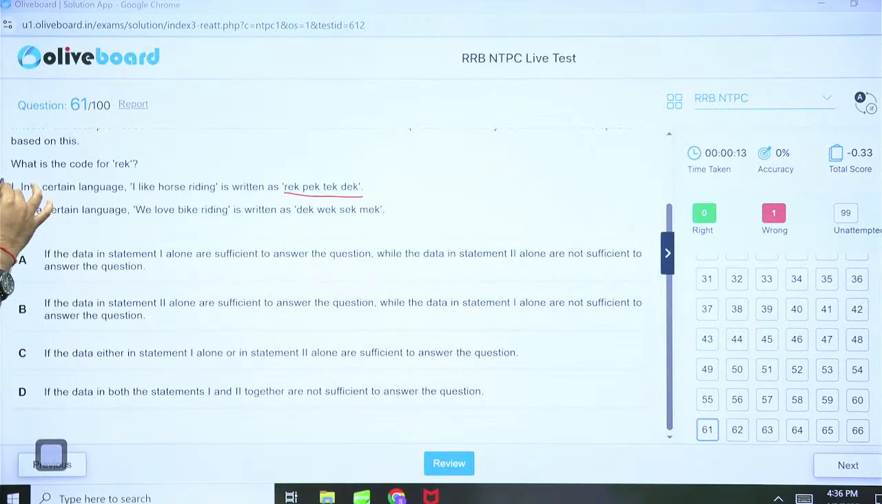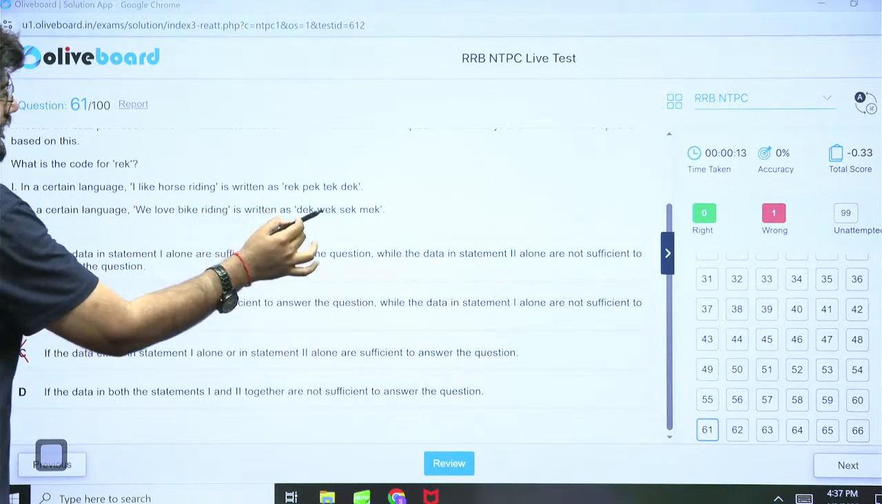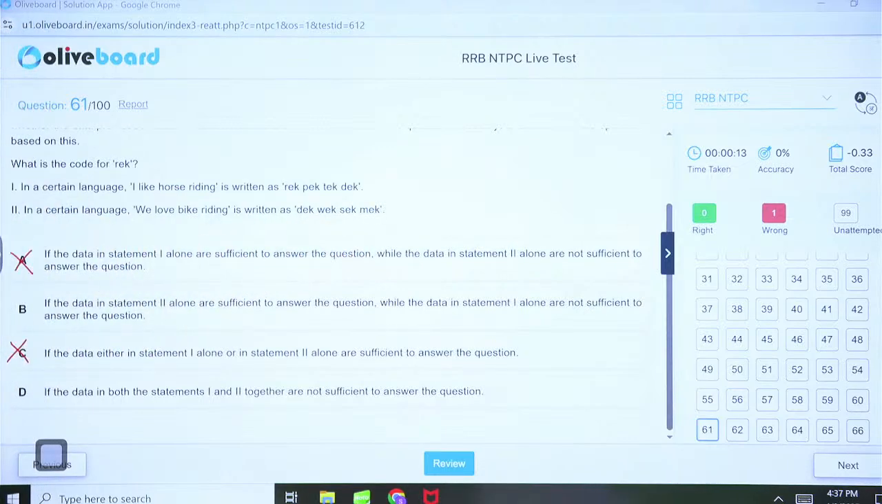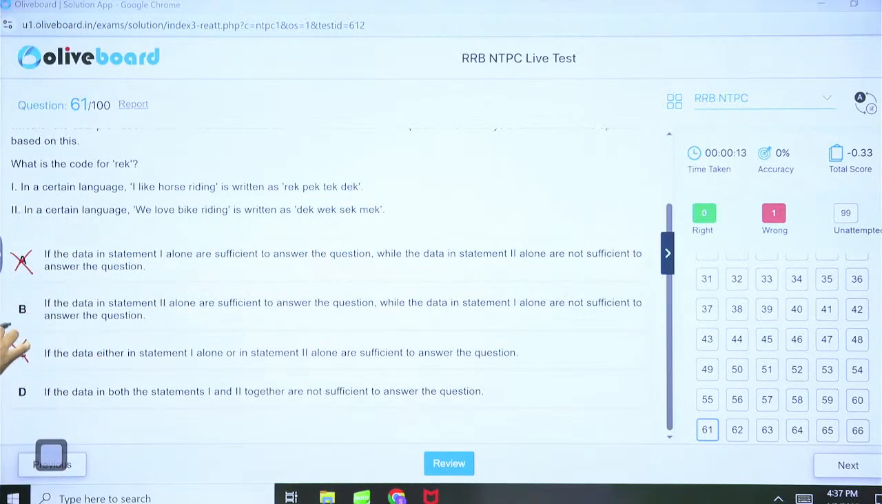Is statement 1 alone sufficient? No. So statement 1 alone is not sufficient. So options A and C are both incorrect. Now check for 2 alone. Forget 1. In 2 alone, we see we love bike riding is dec, vec, sec, mec. Can we find the code for rec here also? No. There is no rec given here. So 2 alone is also not sufficient.